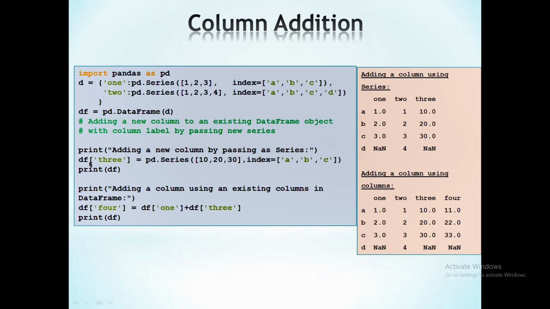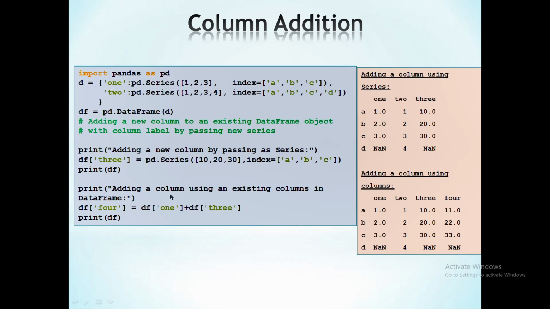I already have the DF, that is a data frame. I am passing 3 as the next value. Here I am passing another series, that is pd.Series 10, 20, 30 with an index of A, B, C. So adding a column: 1, 2 is the already available data frame. Now I added the third column, 3.